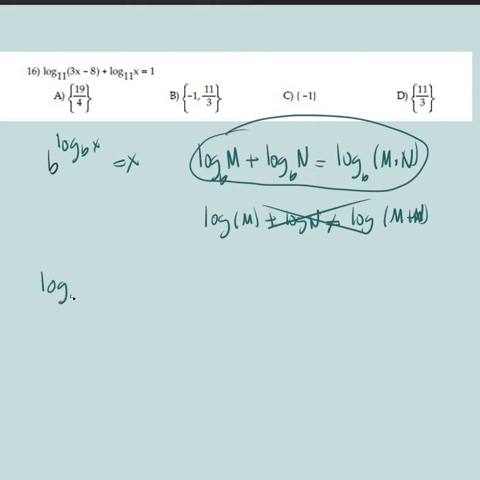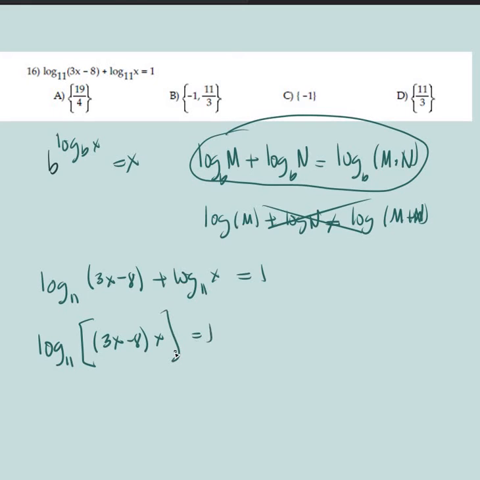So log base 11 of 3x minus 8 plus log base 11 of x is equal to 1. So we rewrite the problem. We're going to turn this into one log by using this rule, which would be log base 11 of (3x minus 8) times x is equal to 1.